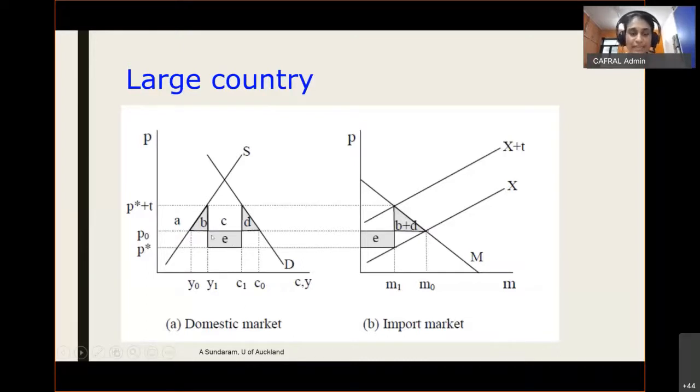So if the gain is bigger than the loss, then you're actually going to have a welfare gain from a tariff. A large country can gain welfare if that E section dominates B plus D. If B plus D dominates E, then there is still a net welfare loss.